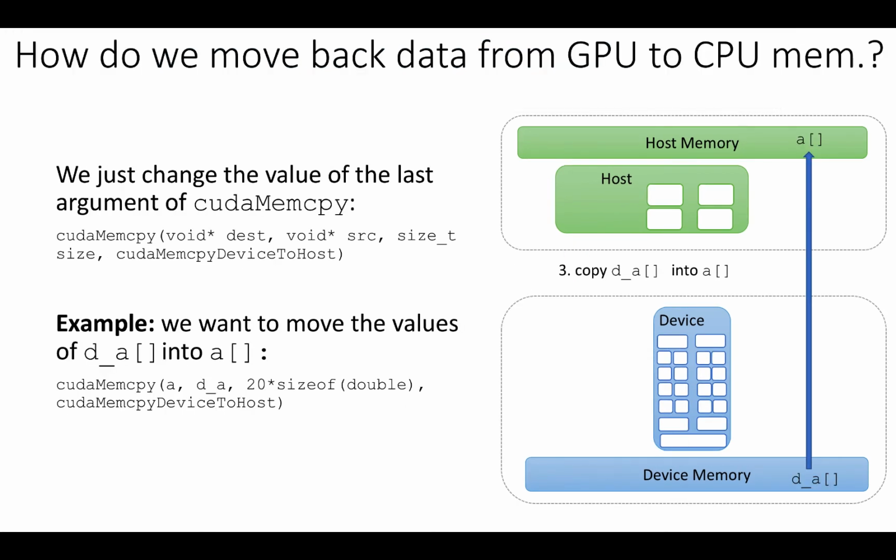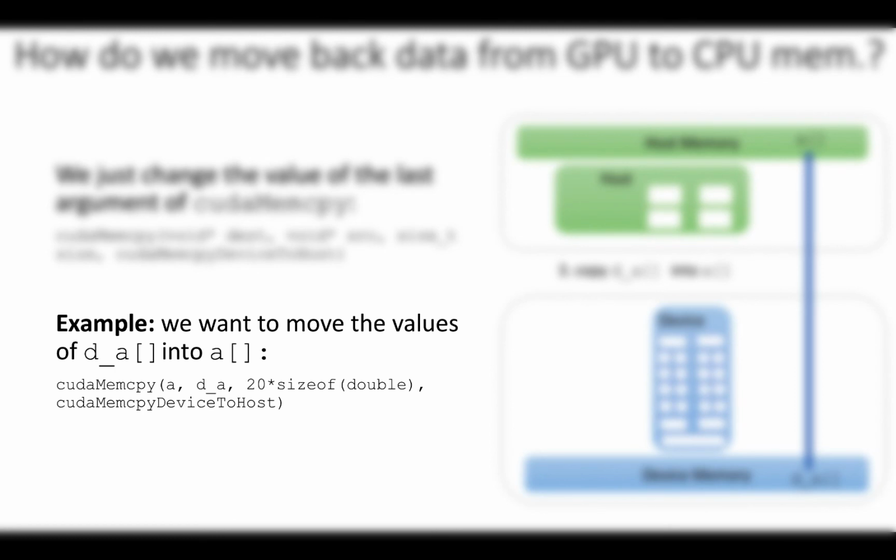In the last part of the CUDA workflow, we move back the results of the computation on the GPU memory to the CPU memory. I think that you have already realized that to do that, we can use again CUDA memcopy and just change the value of the last argument to CUDA memcopy device to host.